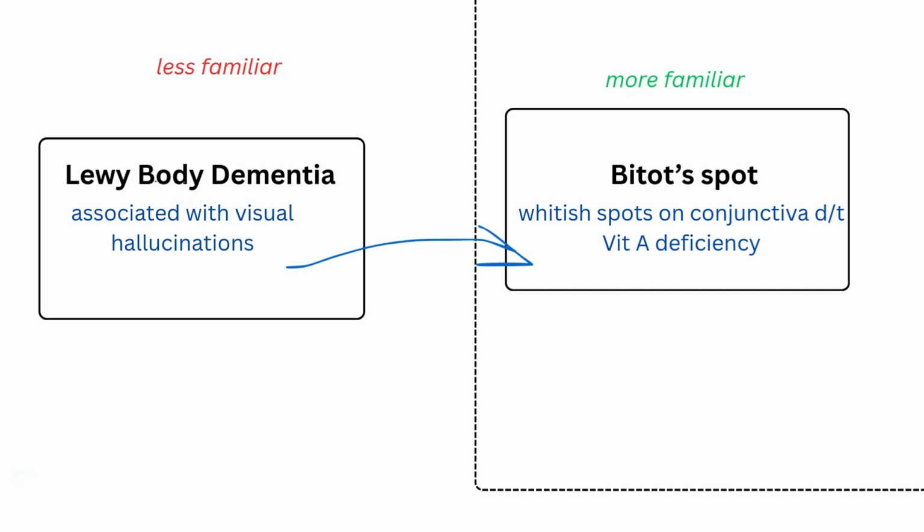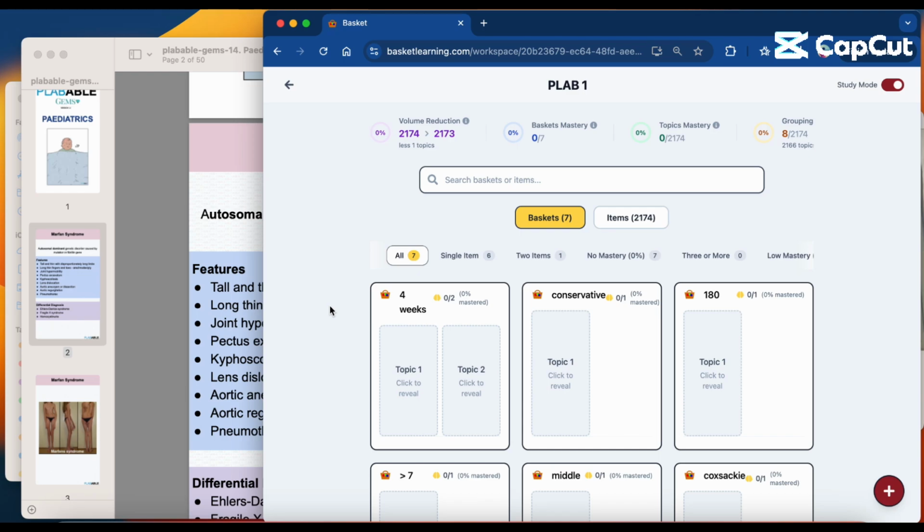See, medical logic can only take you so far. But mental creativity, that's what actually makes things stick. And that's why when I say you can reduce your topics by 40% or more, I mean it. It's totally doable. Now you might be thinking, okay, but what if no association comes to mind?